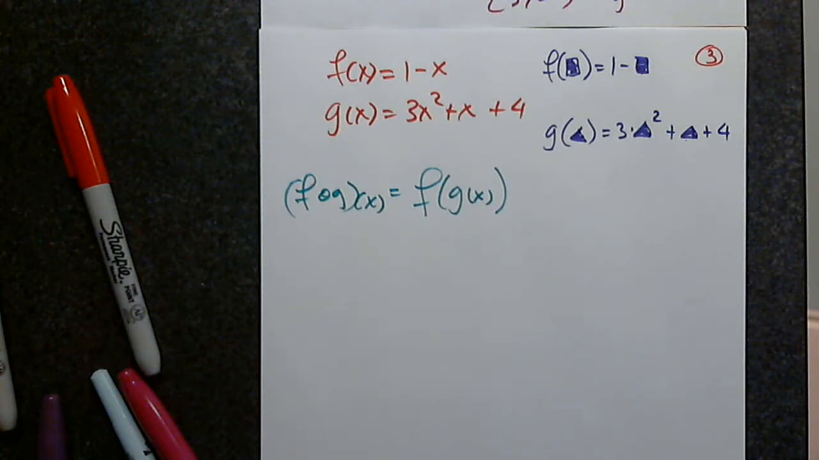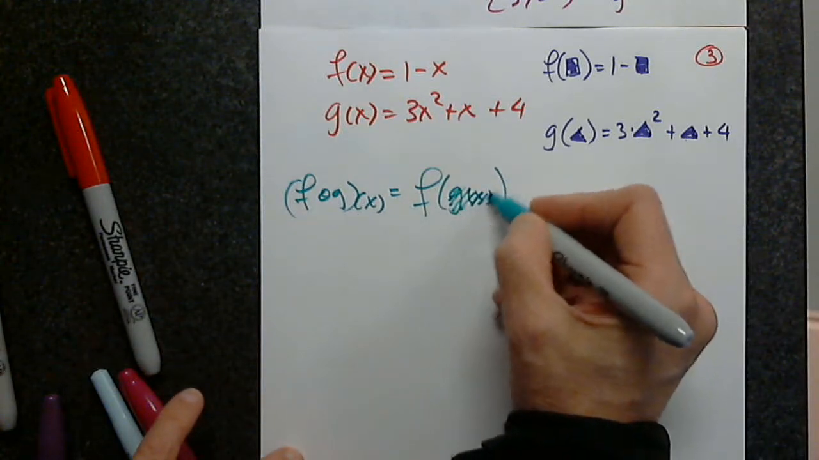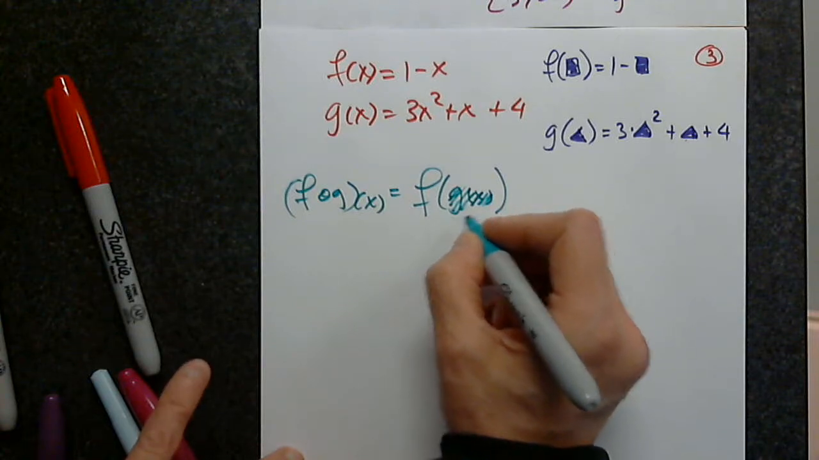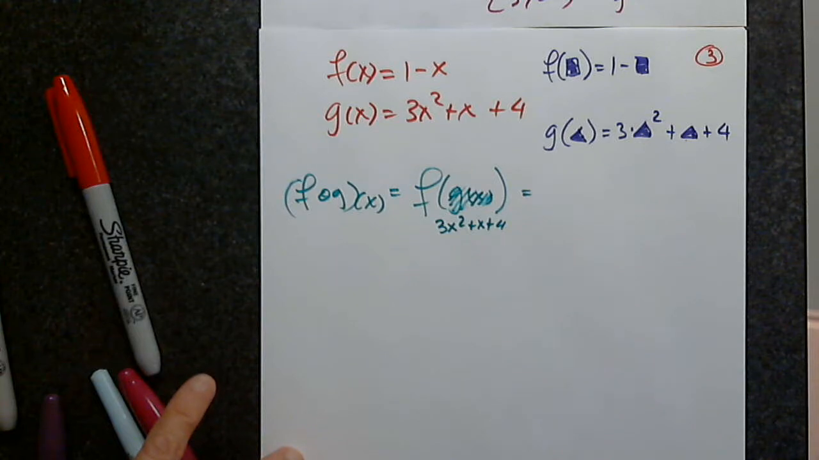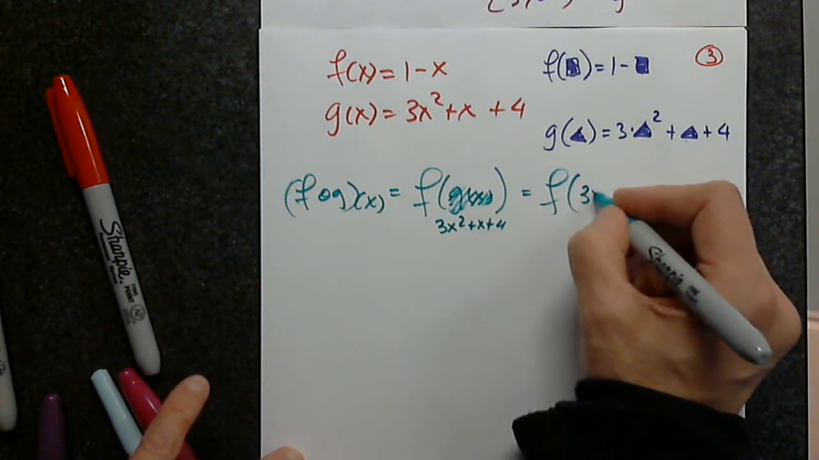I always said don't erase it like that, but why not? So just put in here a g, which is 3x squared plus x plus 4. Write it one more time, just for the sake of the argument.